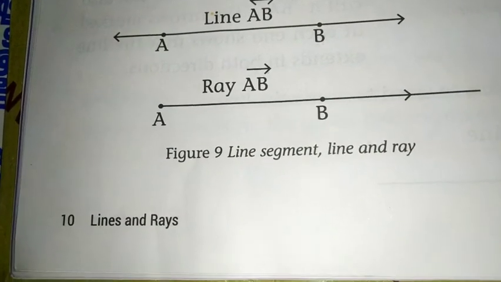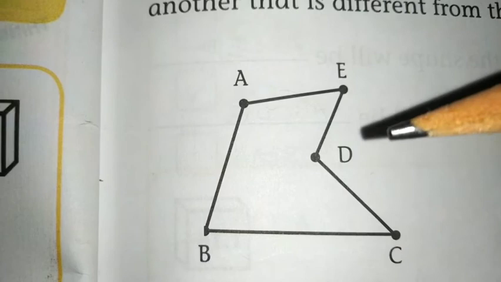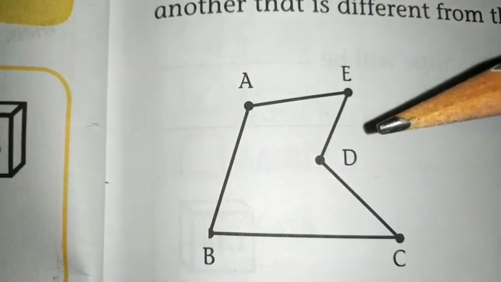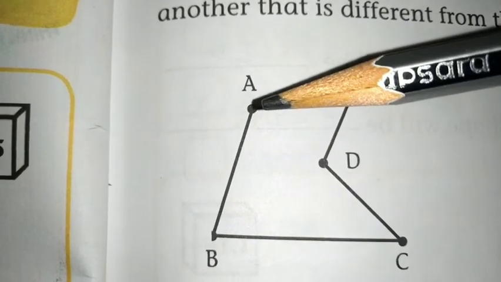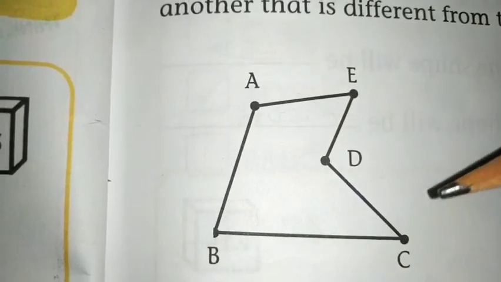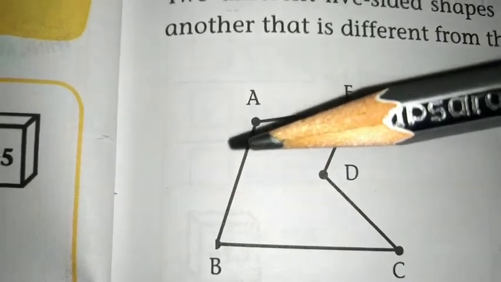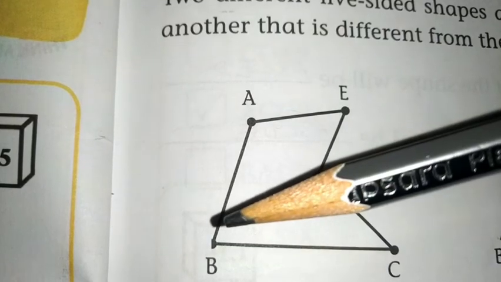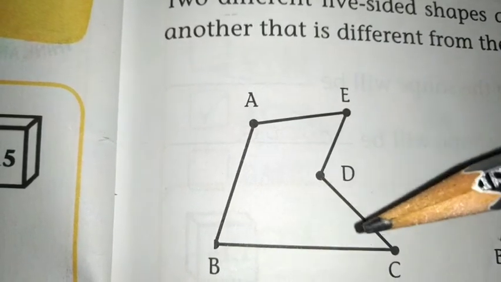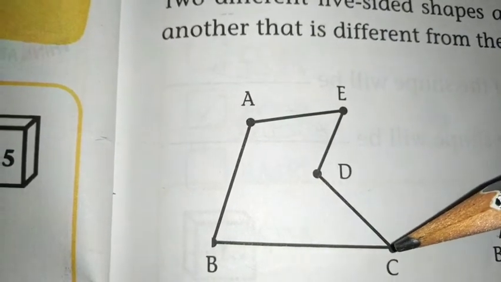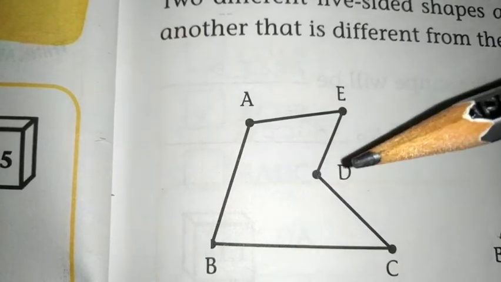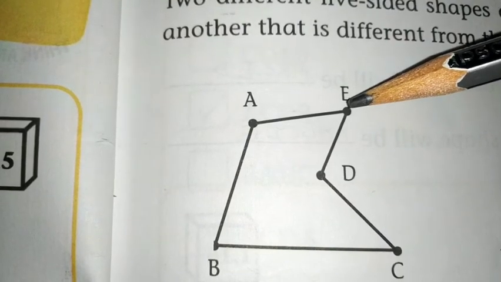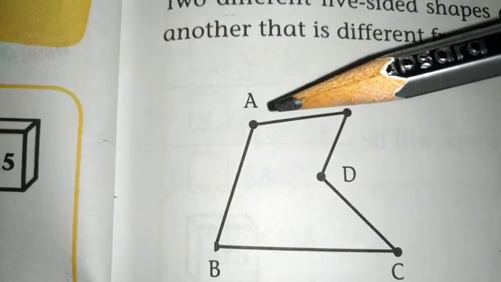To say how many line segments are there in this figure, in this shape, let me start from point A and go in anti-clockwise direction. A to B is a line segment. B to C is a second line segment. C to D is a third line segment. D to E is a fourth line segment. And finally E to A is the fifth line segment.